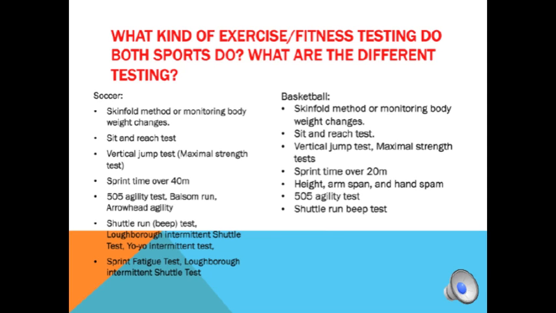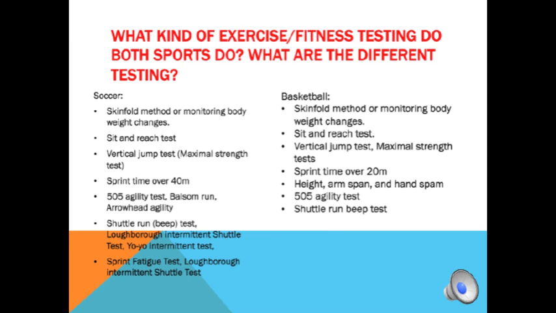But some tests are very different. In basketball, they see how fast an athlete can go by testing the sprint time over 20 meters. Acceleration is very important in basketball. Most running is conducted over a short distance. For soccer, on the other hand, they test sprint time over 40 meters. Maximum running speed and acceleration are very important in soccer.